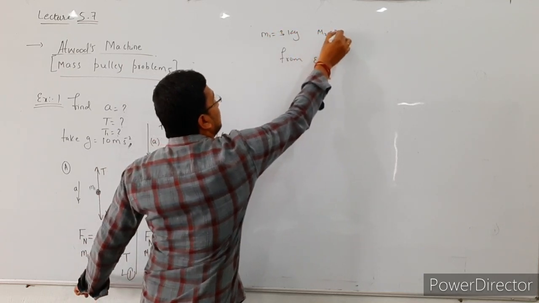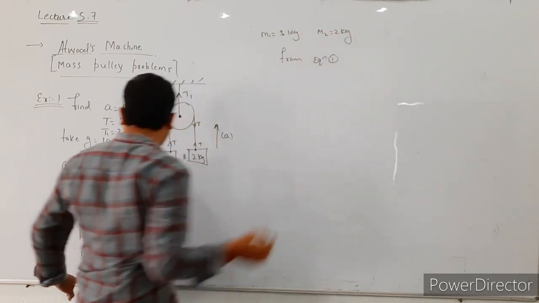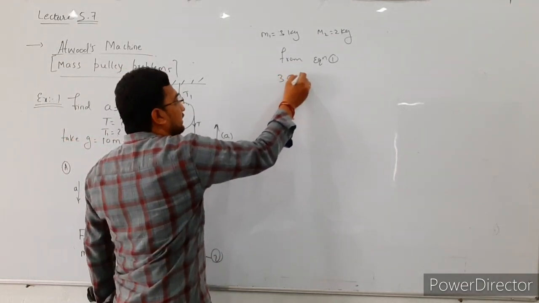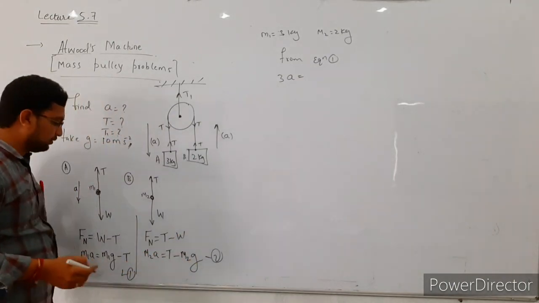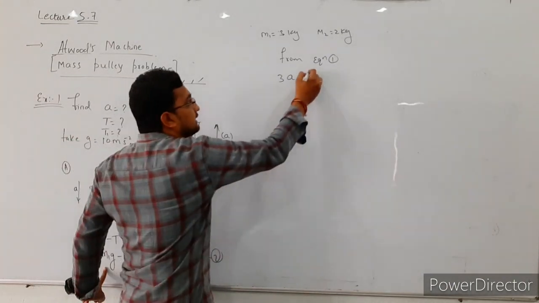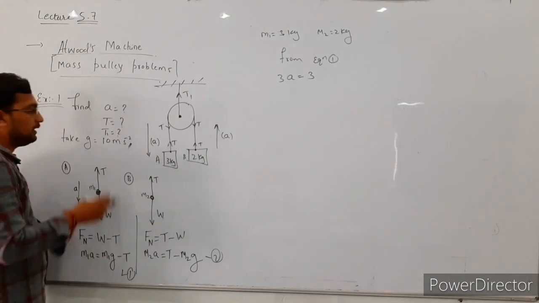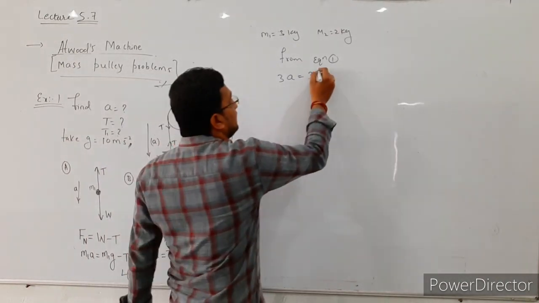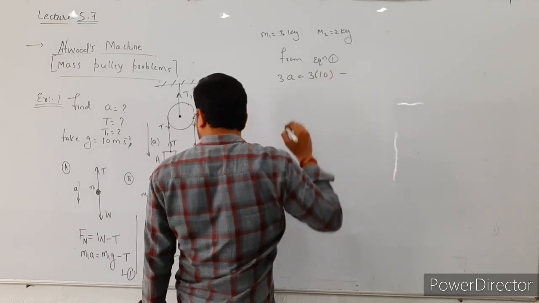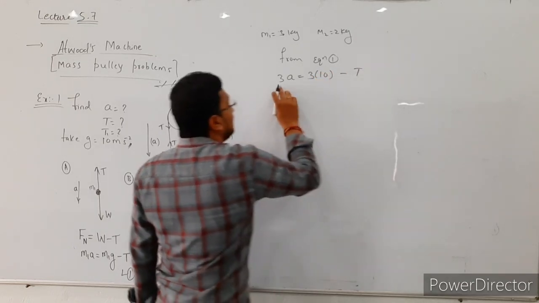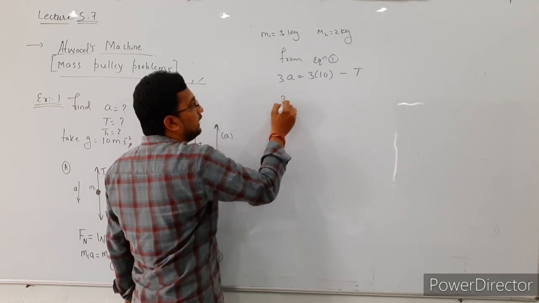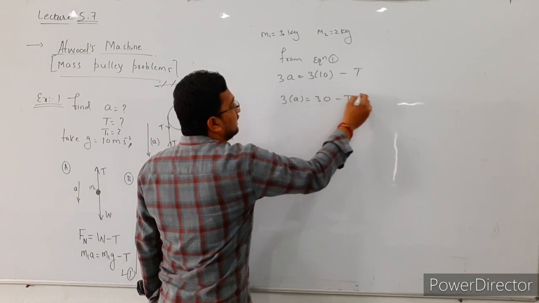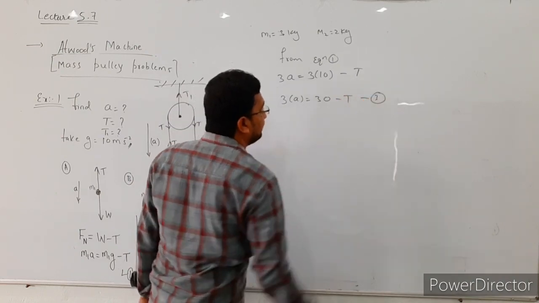m2 is 2 kg. Now m1 into a, so that is 3a, equal to m1 into g. The m1 value is 3 kg, and taking g as 10 meter per second square, that is 3a equals 30 minus T. This is our equation number 3.